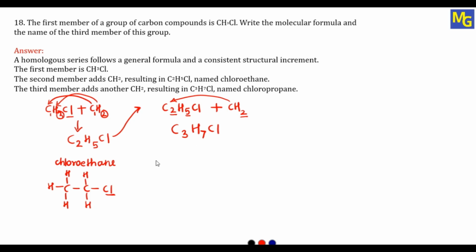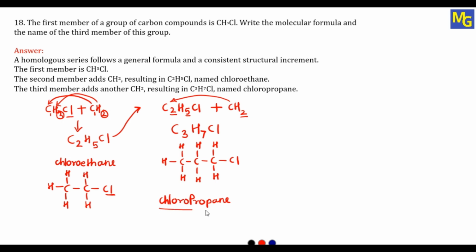So let me write the structural formula. Now there are 3 carbons, so I'll take all the C separately. Write all H. How many H do we have? Total 7. So 1, 2, 3, 4, 5, 6 and 7. So only one place is empty. Here we will write Cl. Now if you see, all the carbons again have single bonds. So there are 3 carbons. 3 carbons means what? Prop. P-R-O-P, prop. Single bond means there is ane. So propane. And there is a Cl group, so again it is chloro. So the name is chloropropane.